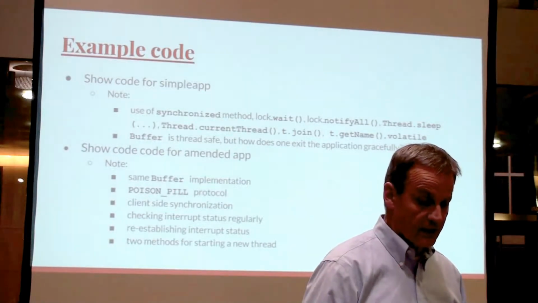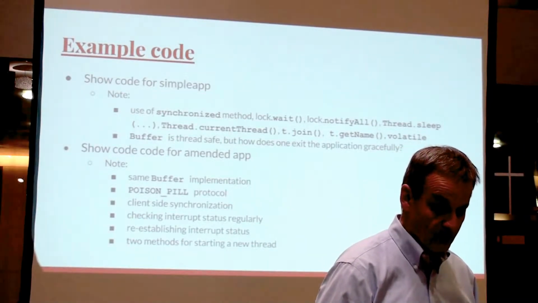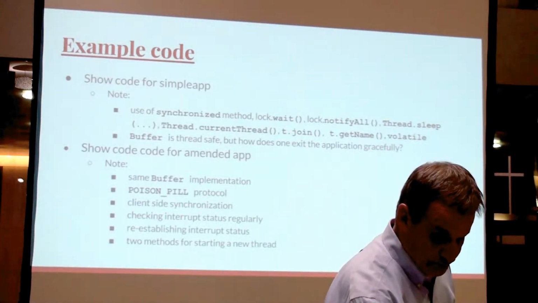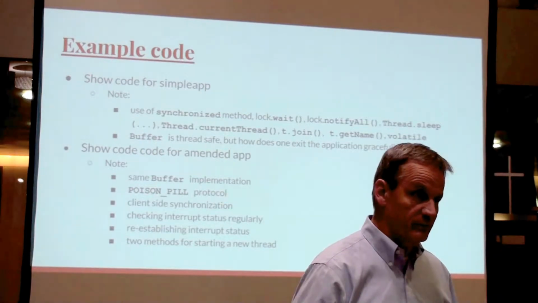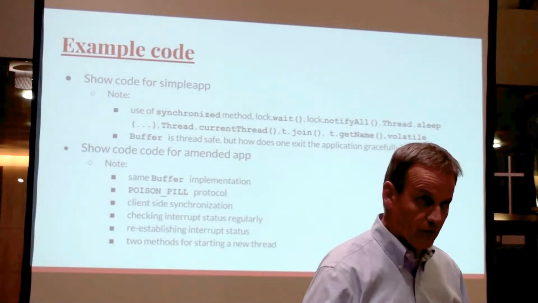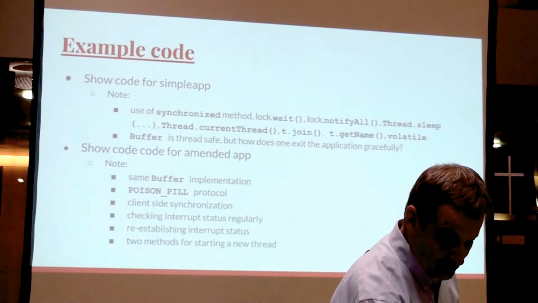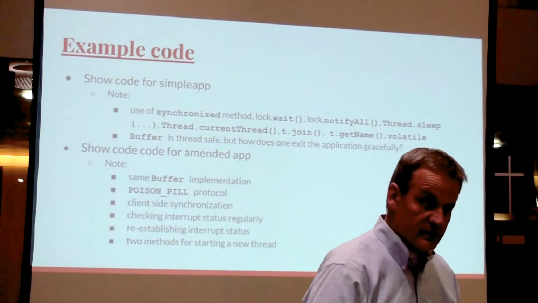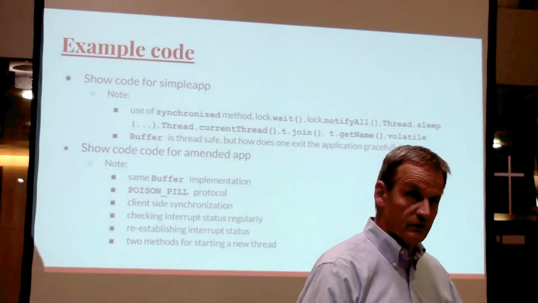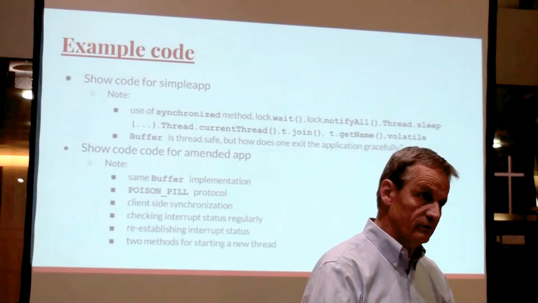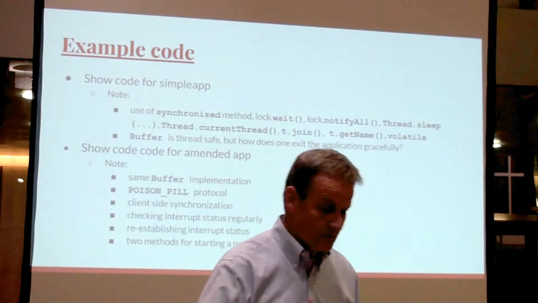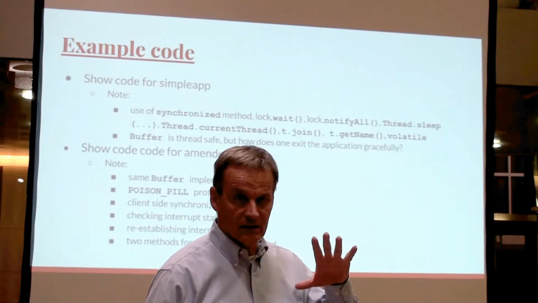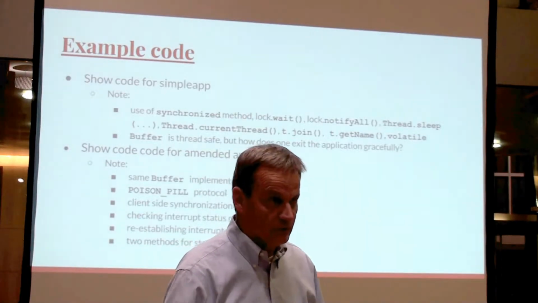I did point out that buffer is thread safe. And then in the more updated version, it's important to note it's the same buffer implementation. Nothing has changed with the buffer implementation. It's only how you use the buffer that changed. We use the poison pill protocol. I showed an example of what's called client-side synchronization in the consumer. The consumer had to synchronize on the buffer in order to peek and then remove. Every time you do something like check, then act, you should make sure that that is in an atomic unit, and you do that by synchronization.